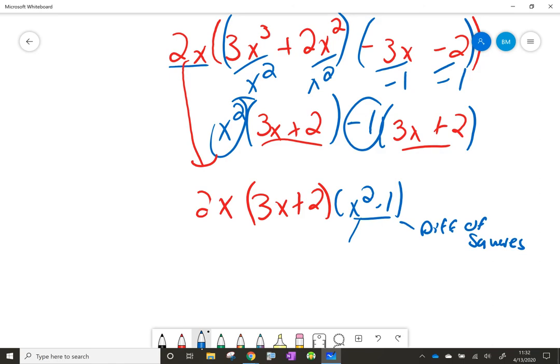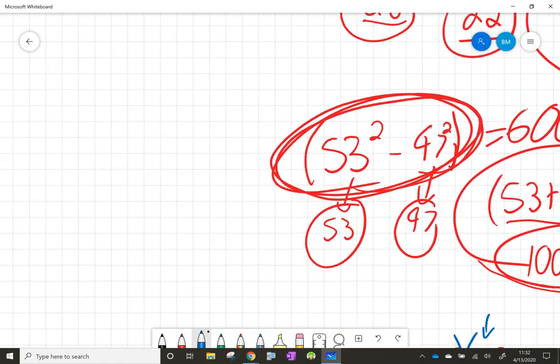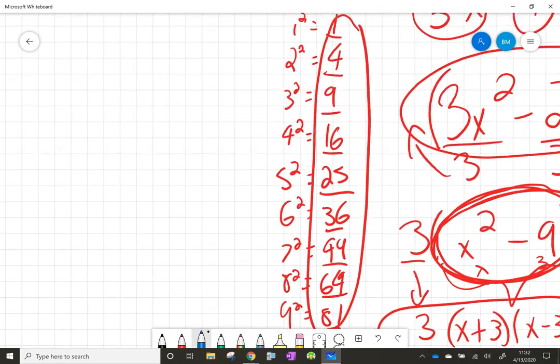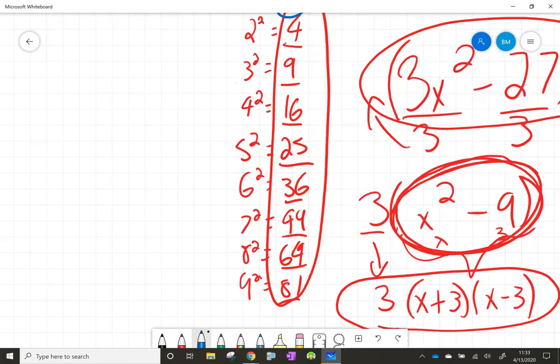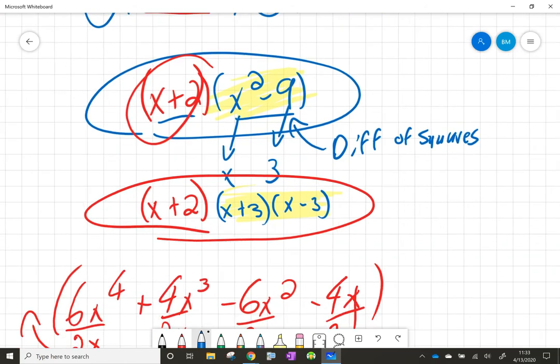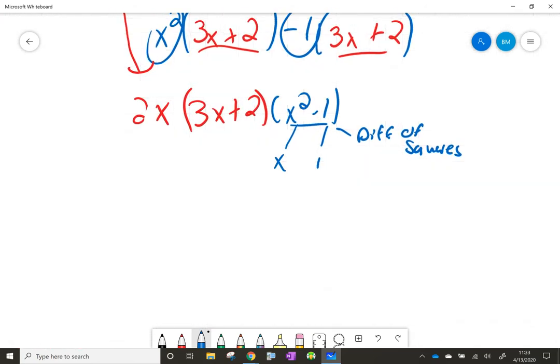So the square root of x squared is x. The square root of 1 is still 1, because if you remember, I wrote those numbers down earlier. Here they are. Right? 1 is still a perfect square, because 1 times itself is equal to 1. So that's why this is still factorable with that 1 there. So that means if you pair these together, this becomes x plus 1, x minus 1. 1 is plus, 1 is minus.